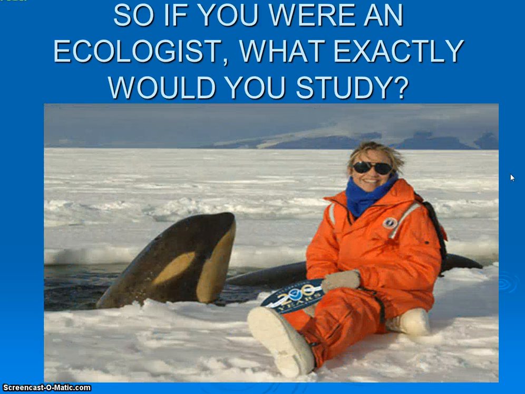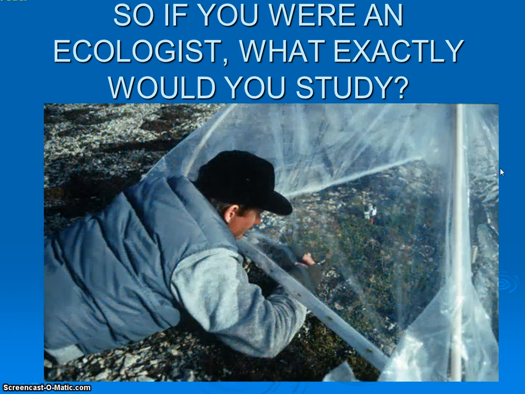Let me show you a couple of examples here. This chick, who is also an ecologist, but maybe not very smart. I don't know if I would want to be a warm-blooded mammal sitting on the ice, just like a seal, next to these killer whales who like to eat seals. But she's out in the field. She might be studying something ecologically. Think about what she may be looking at.